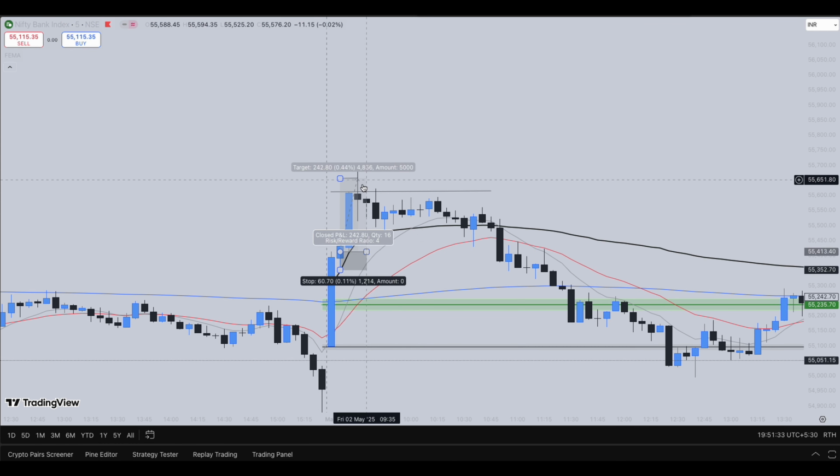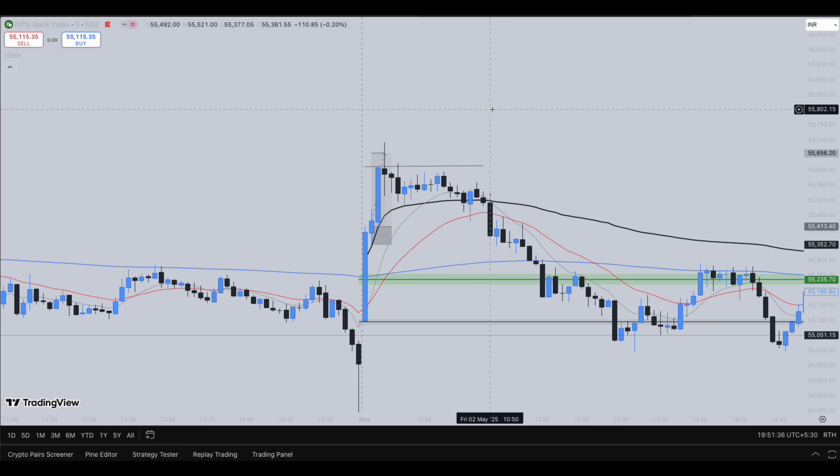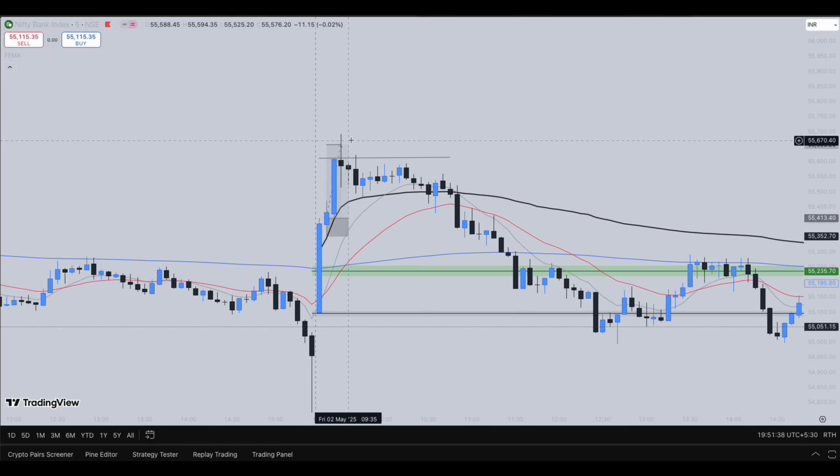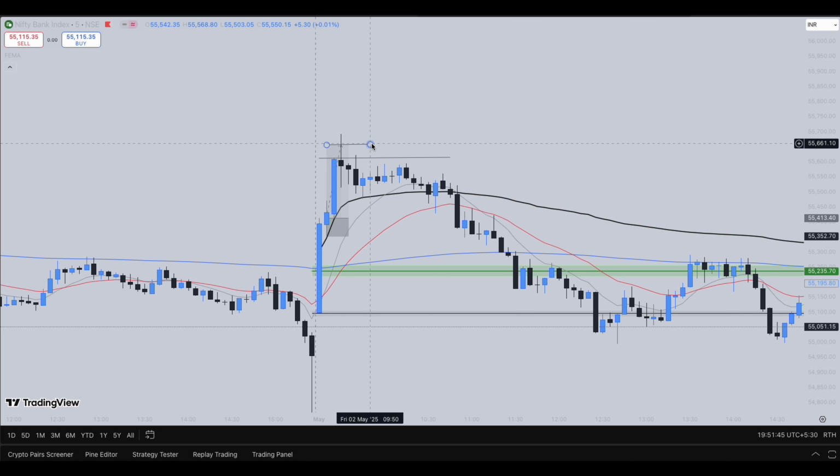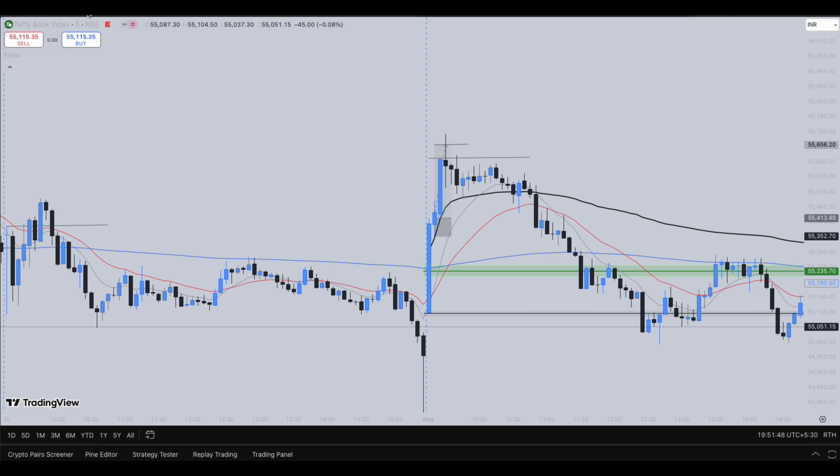But let's look here, guys. You can see what happened today, on 2nd of May, is that the market swept this liquidity above, guys. You can see this was the liquidity over here. So the market here swept liquidity and immediately formed a rejection candle.